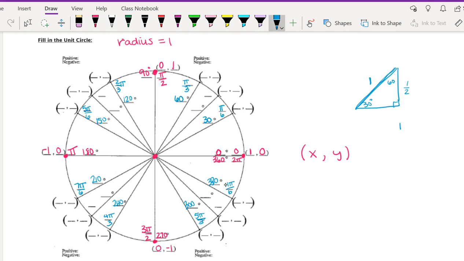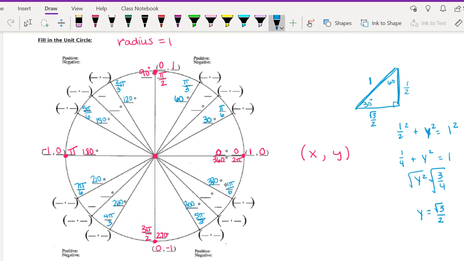And so if I do 1/2 squared plus whatever the y value is squared, I'm going to get 1 squared. Well, that becomes 1/4 plus y squared is equal to 1. So y squared is equal to, subtract that, we get 3/4. And if I take the square root, I get y equals the square root of 3 over 2. So this is the square root of 3 over 2.